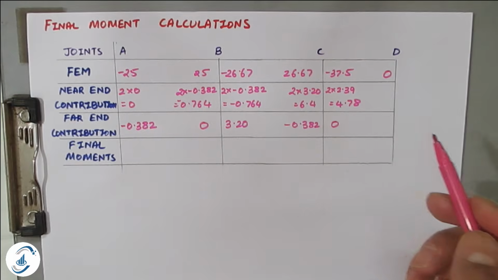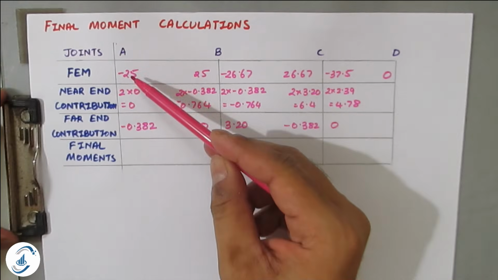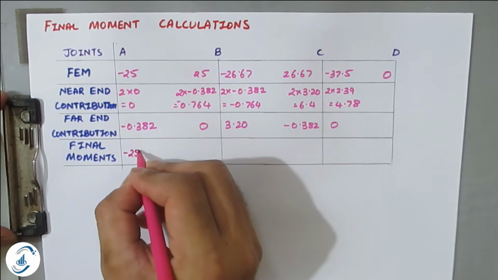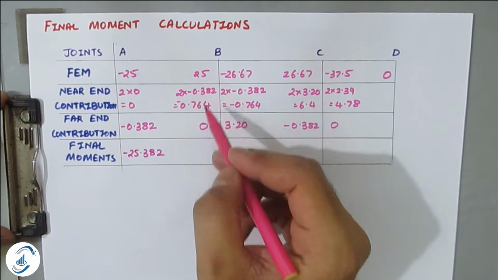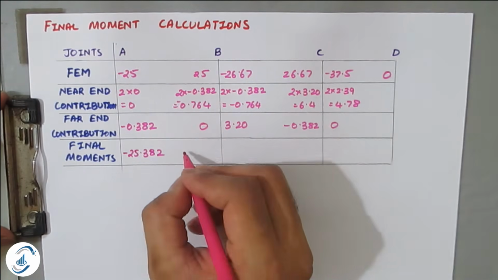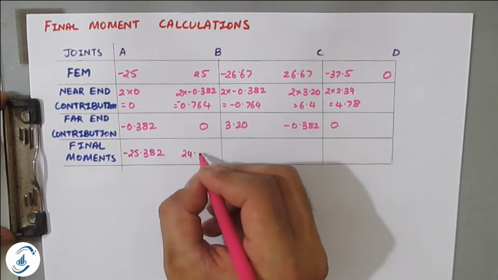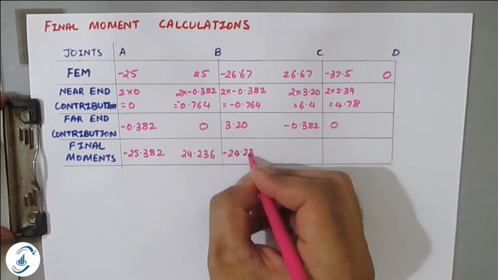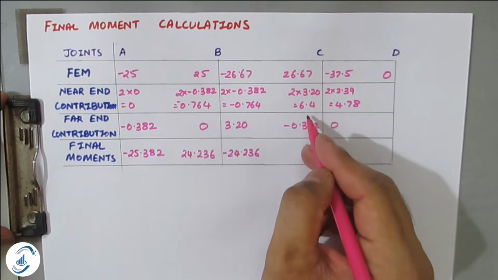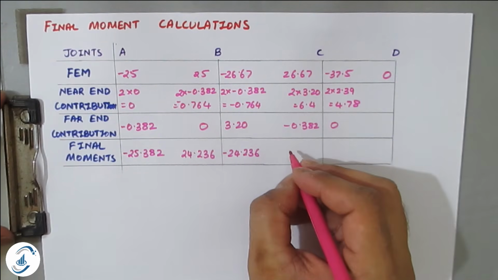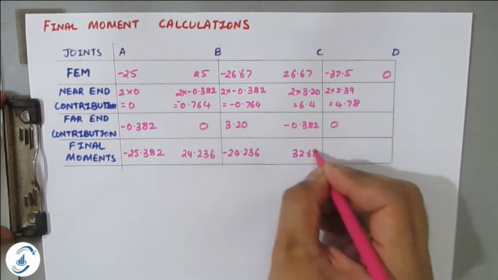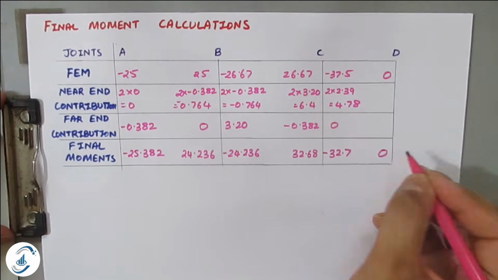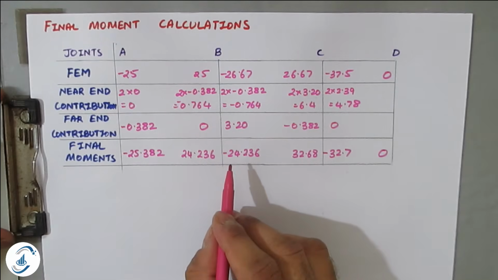Now final moments. Final moment is nothing but the summation of everything. Minus 25 plus 0 minus 0.382, you will get minus 25.382. 25 minus 0.764, so 24.236. So this will be minus 24.236. Then 26.67 plus 6.4 minus 0.382, 32.68, and this will be minus 32.7 approximately. And this will be 0. So our aim is satisfied.